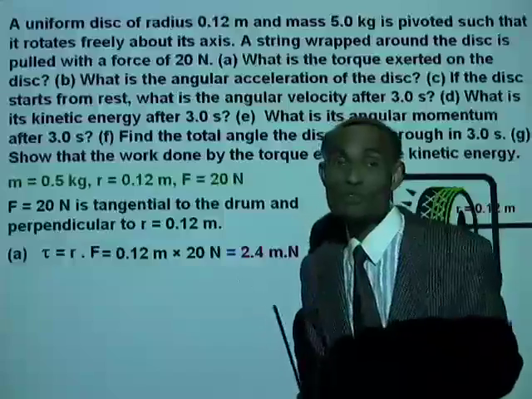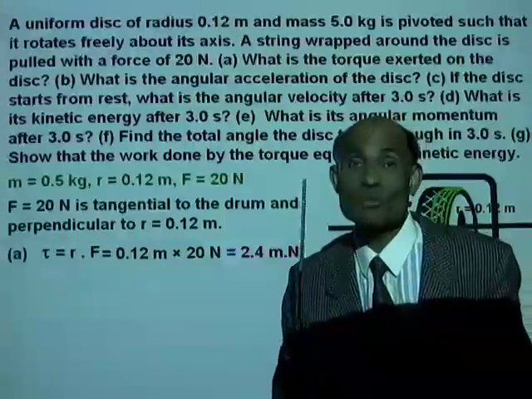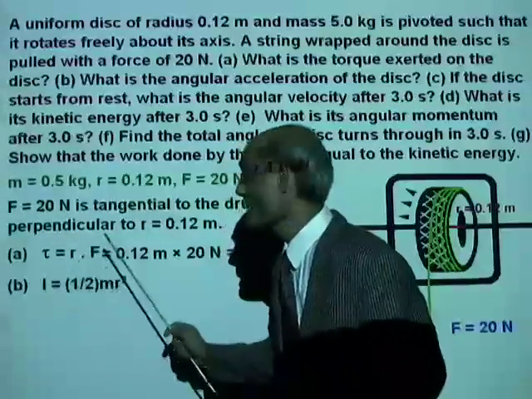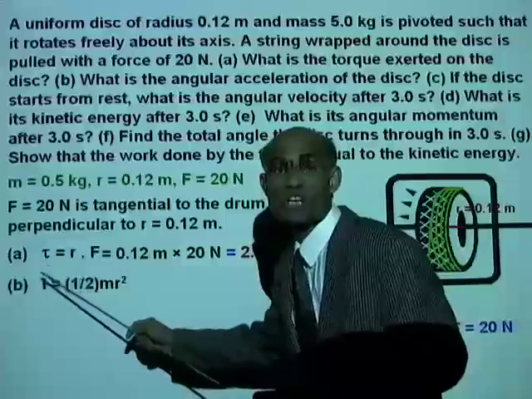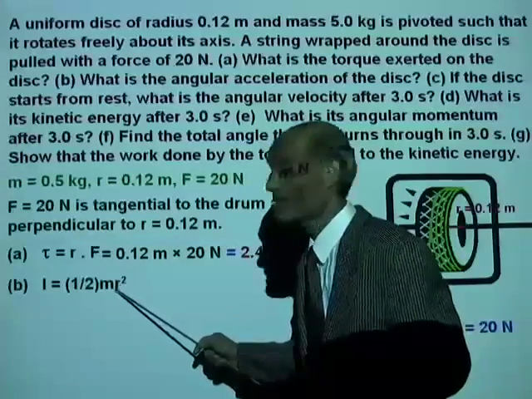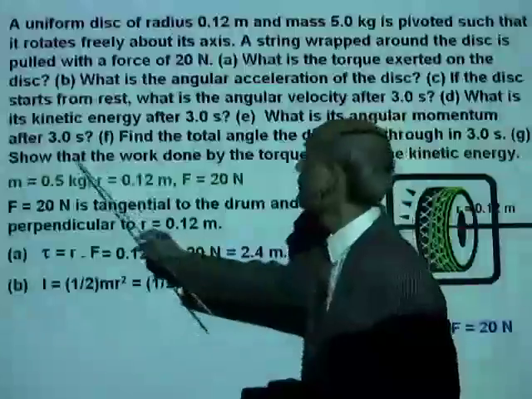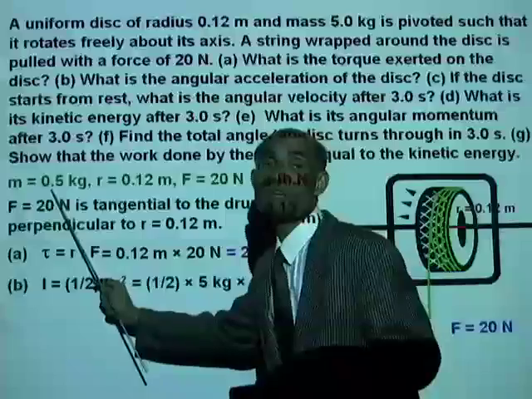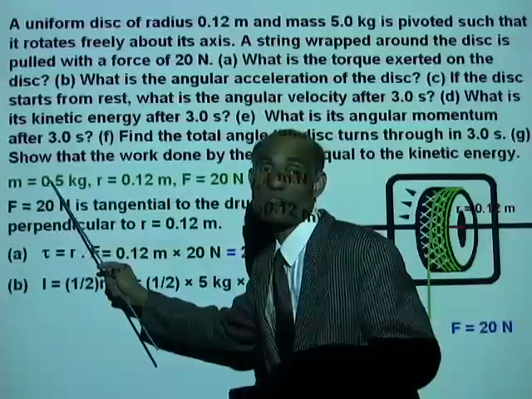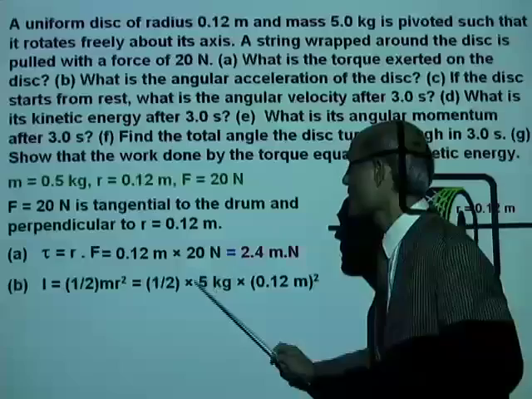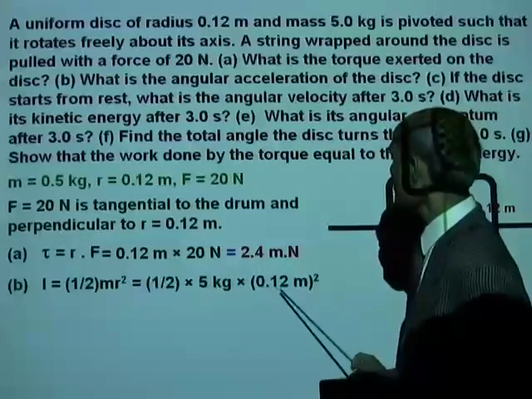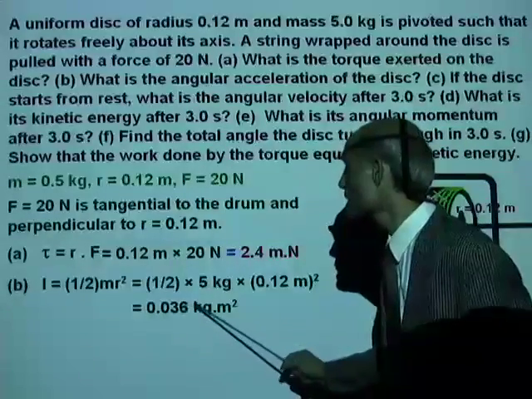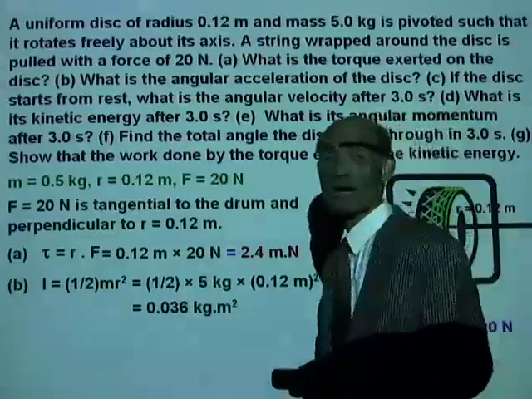Well, in order to find the angular acceleration, we need another quantity. What is that? We need the moment of inertia. Alright, the moment of inertia of a disk is 1/2 mr². So that will be 1/2 times 5 kilogram. I wrote m equal to 0.5 kilogram. Yeah, it has to be 5 kilogram. So that will be 1/2 times 5 kilogram times r², 0.12 squared. That is 0.036 kilogram meter squared.